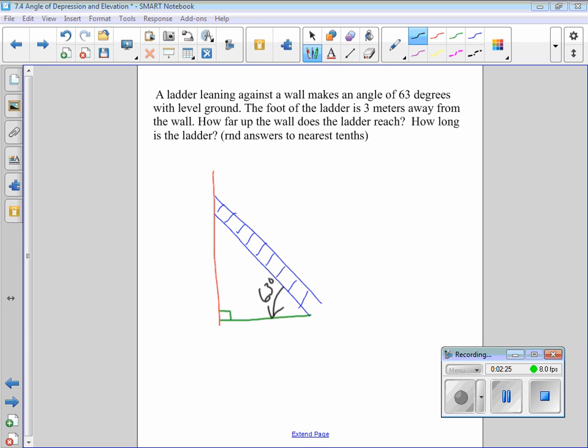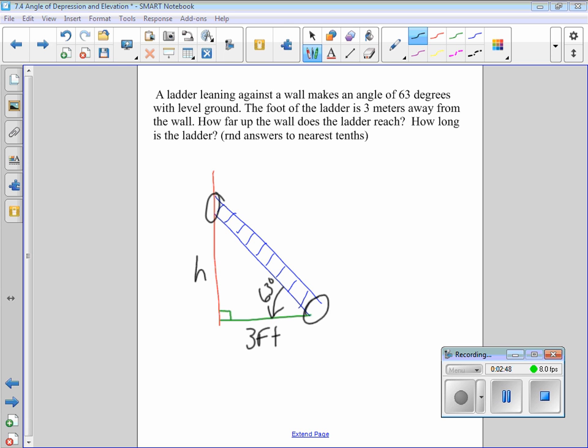Reading on, it says the foot of the ladder, so that's the bottom part, is 3 meters away from the wall. Okay, so I'll label that. Then it asks, how high up does the ladder go up the wall? So we have to see this as a right triangle problem, and then ask: is this a Pythagorean theorem problem, a special triangles problem, or a trig problem?